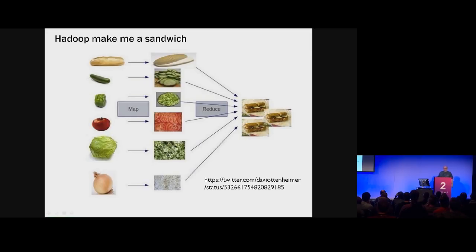So here is a nice tweet I saw a long time ago. Hadoop, make me a sandwich. So Hadoop does parallel computation. Let's say you start off with some bread and some lettuce and an onion or whatever. You can't just mush them together and make a sandwich, right? They're not composable. They're not monoids. But if I slice the loaf and I slice the onion and I slice the lettuce, the slices can be composed into sandwiches. So you can then reduce the slices into a section of sandwiches. So this is mapping followed by reduce as a way of making sandwiches. So it's kind of fun.